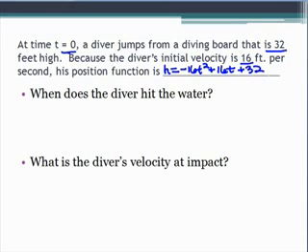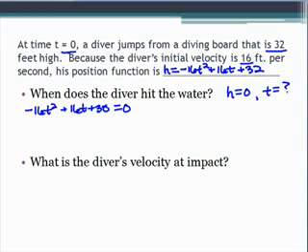First of all, let's find when the diver hits the water. So when he hits the water then is when the height is 0. And we're looking for what time that is. So we take our equation and we set it equal to 0. And then we solve it. Whoops, let me change that. That's a 32. So to factor this, let's take out a negative 16.